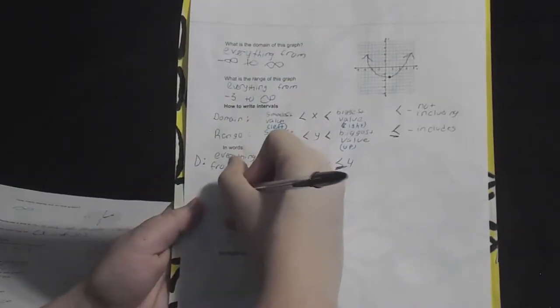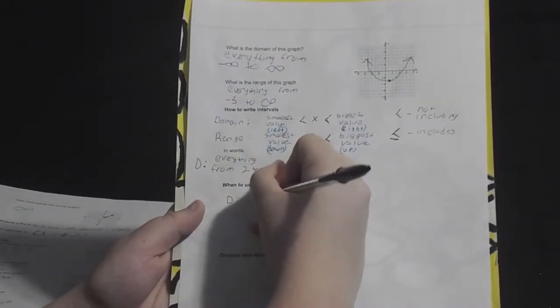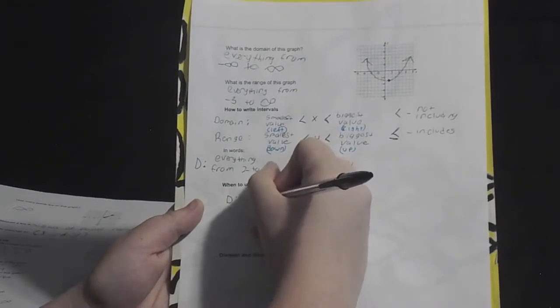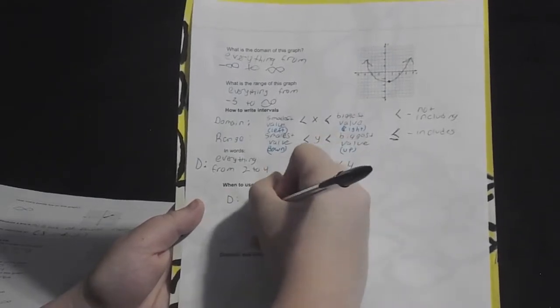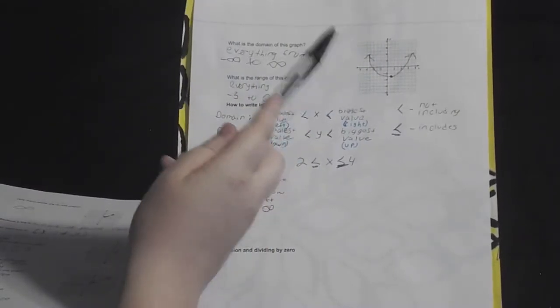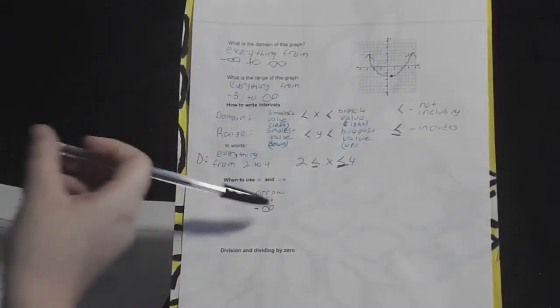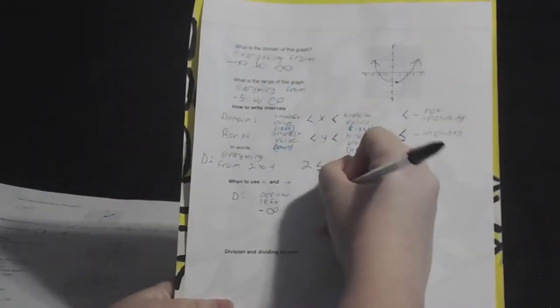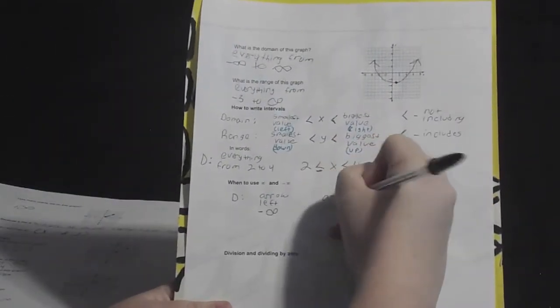Okay? So how do I know when to use infinity and negative infinity in my domain and range? It's basically about the arrows. So for domain, if I have an arrow going to the left, you use negative infinity. So this arrow, for example, right here, it's going towards the left. So I would use negative infinity. And then if there's an arrow going right, that's the positive direction, so I use positive infinity.